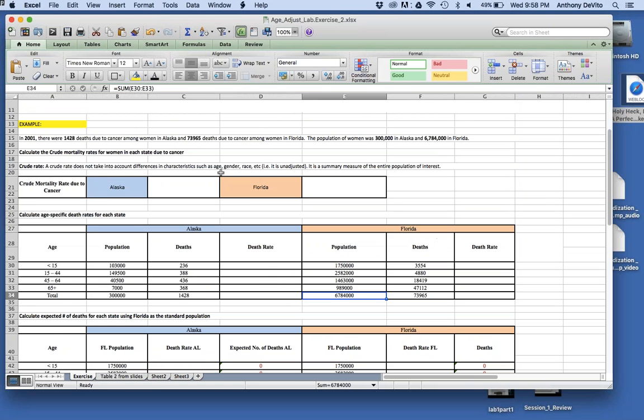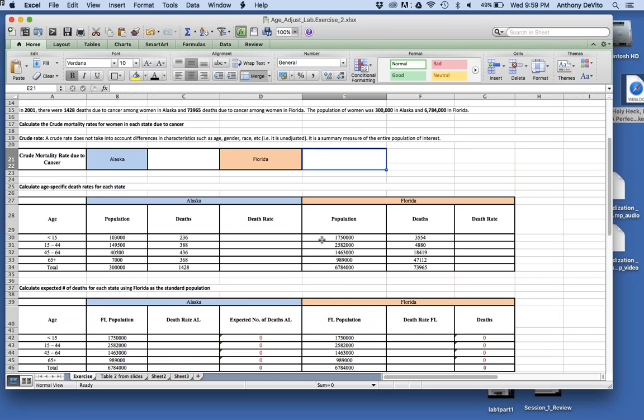Now this is the mortality rate due to cancer. Before we were looking at cardiovascular disease. Even though there's a difference in the size of the two populations, unless there's some exposure or some other issue that we don't know about, we would expect the crude mortality rates for deaths due to cancer to be the same. We'd expect women in Alaska to be dying of cancer at the same rate as women in Florida.